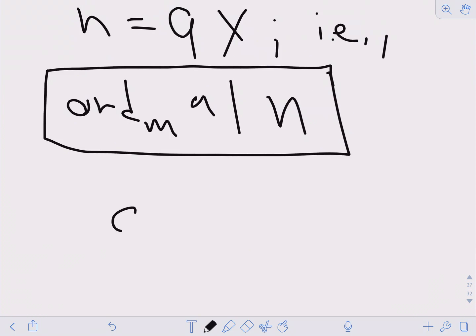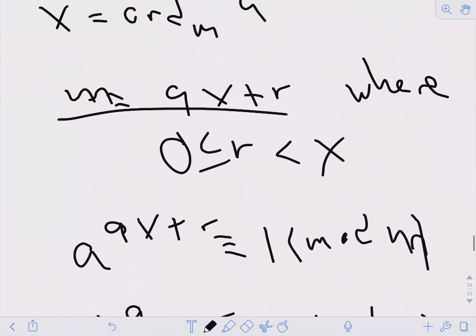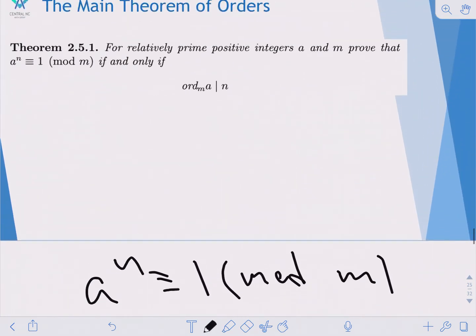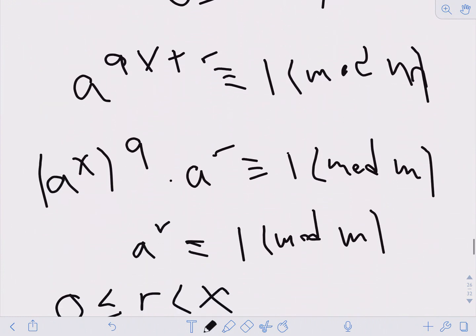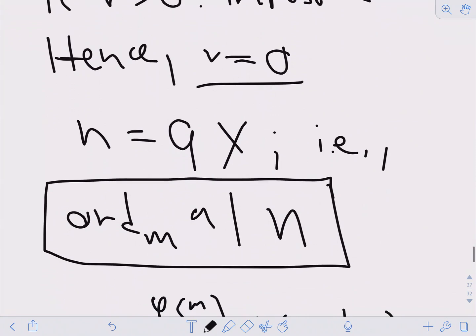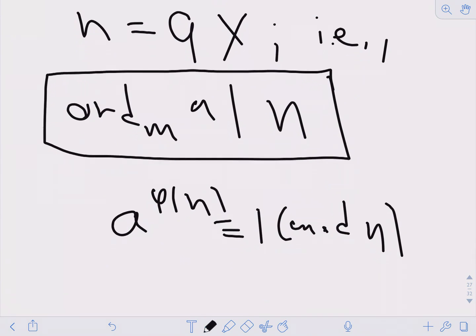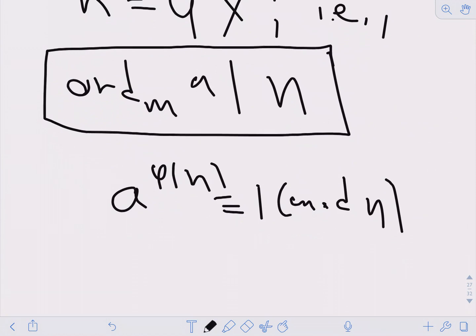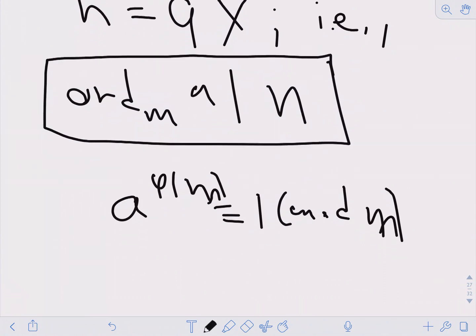In particular, if we remember from Euler's theorem, a to the phi n is congruent to 1 modulo n. I'm sorry, I keep switching up my m's and n's. We know a to the phi m is congruent to 1 modulo m.